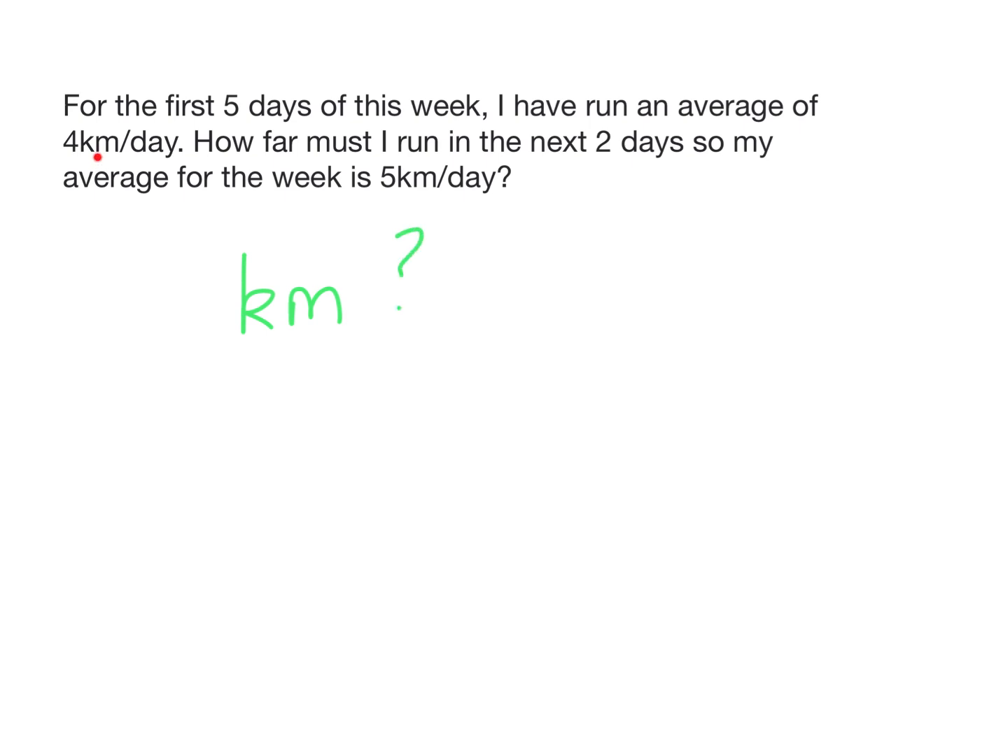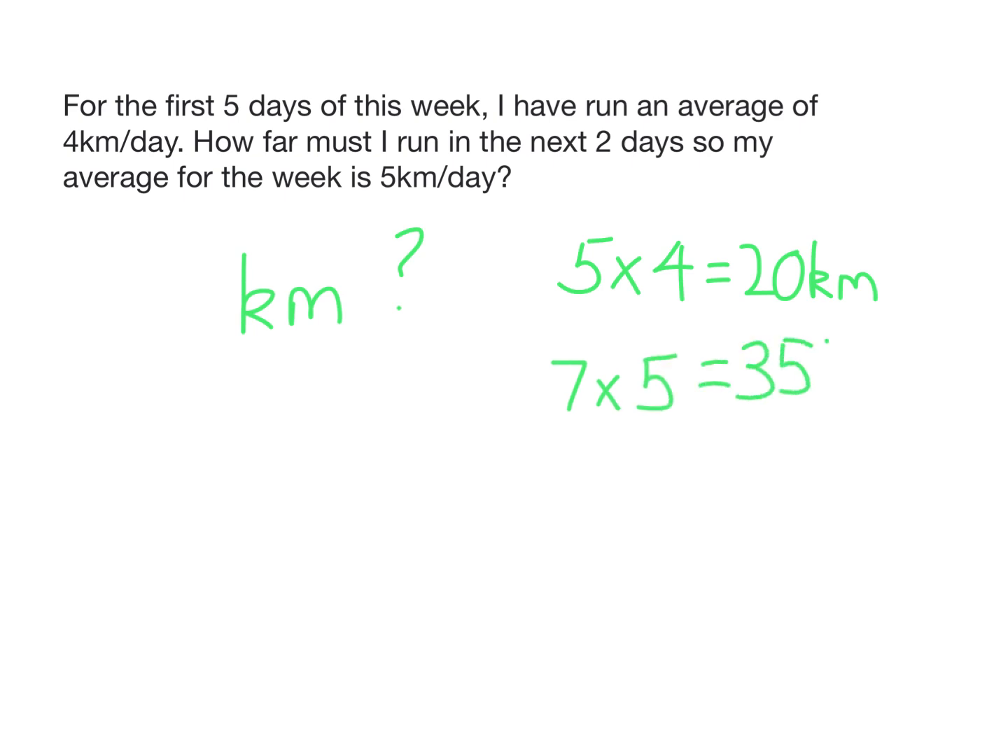So that's the first quantity in the rate. So I'm going to multiply. I have run 5 times 4, which is 20 kilometres so far. Now, after 7 days, I want to have run an average of 5 kilometres per day. So I need to have run 35 kilometres at the end of the 7 days. This is how far I've already run. This is how far I need to run. The difference between them is simply 15 kilometres. So I need to run 15 kilometres over the next 2 days. So I've run 35 kilometres in total, which averages at 5 kilometres per day.